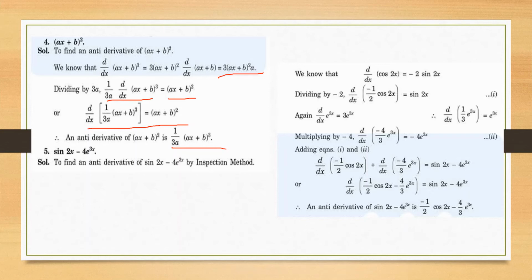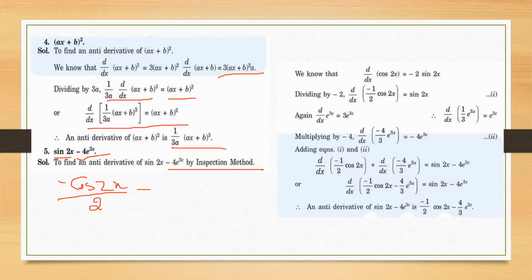Now sine 2x minus 4e raised to power 3x. Directly, what will be the integral? Let's discuss. The integral of sine 2x will be minus cos, because the integral of sine is minus cos. So it is minus cos 2x divided by, what is the d/dx of 2x? It is 2. In derivative you multiply, in integral you divide by it. Minus 4, what is the integral of e raised to power 3x?